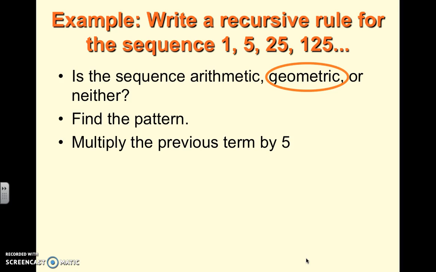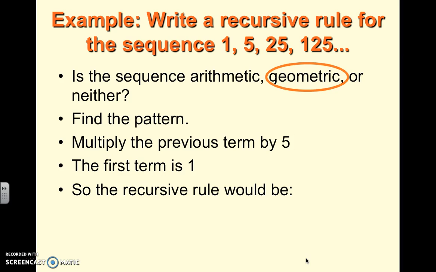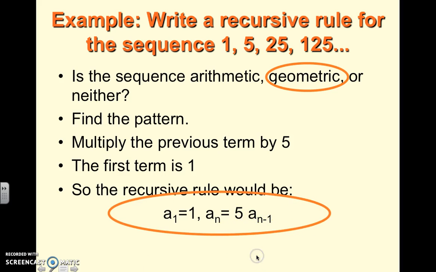Now because we're writing the recursive rule, we're interested in what we do to the previous term. The first term is 1. So the recursive rule would be a sub 1 equals 1 and a sub n equals 5 times a sub n minus 1. So again, we have an a sub n and an a sub n minus 1 always, and then we just indicate what we're doing there, which in this case is multiplying by 5. You can put the times 5 at the end as well. And there is your recursive rule.